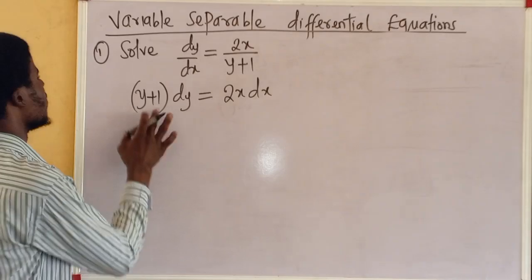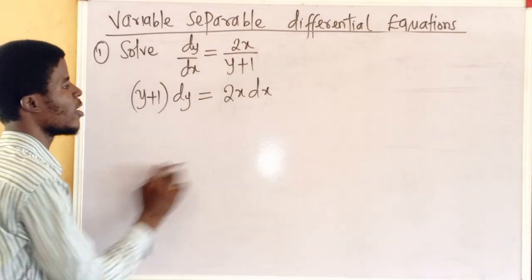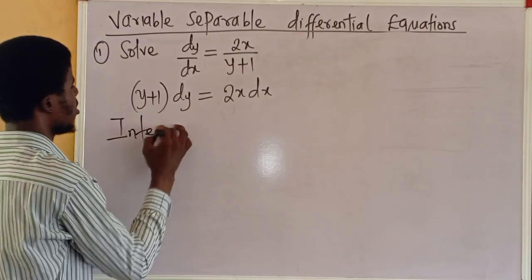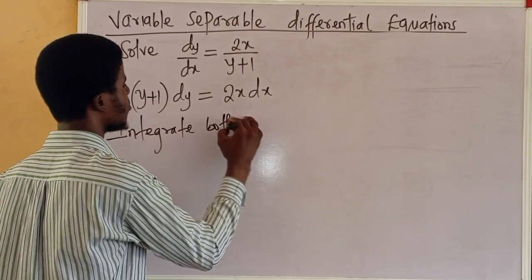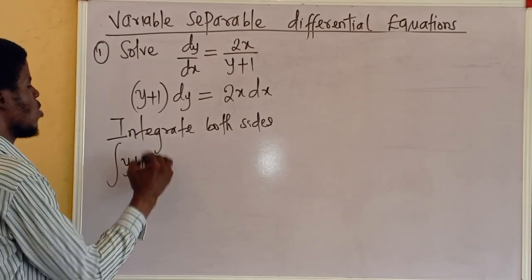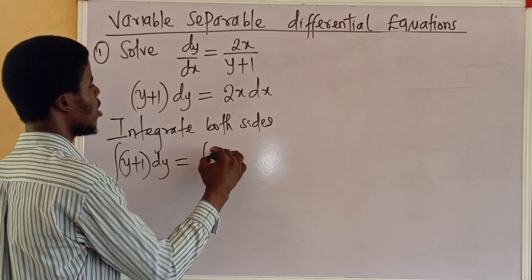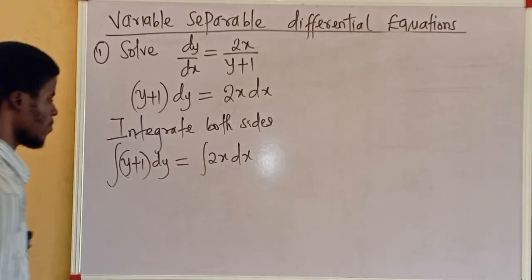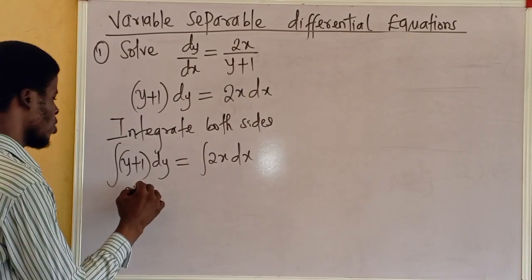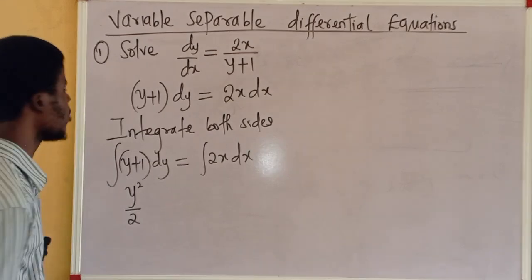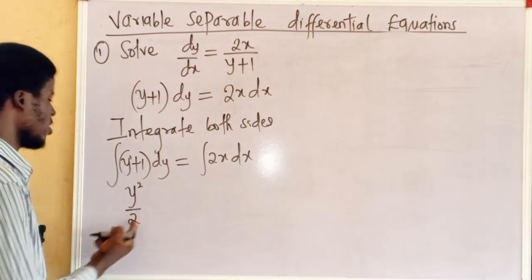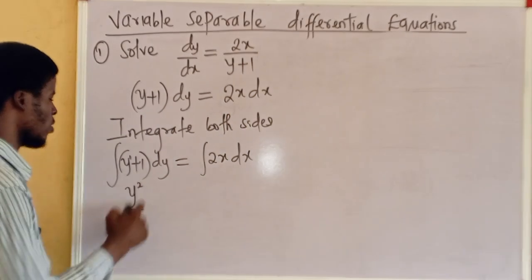It's easy. So the function of y and dy is on one side already, the function of x and dx on the other side. So what we have to do now is to integrate both sides. So we'll take the integral of y plus 1 dy equal to the integral of 2x dx. Integrate y dy, we have y squared upon 2. By the rule of integration, the power of y here is 1, add 1 to it, it becomes 2, then divide by the 2. So we have y squared over 2.